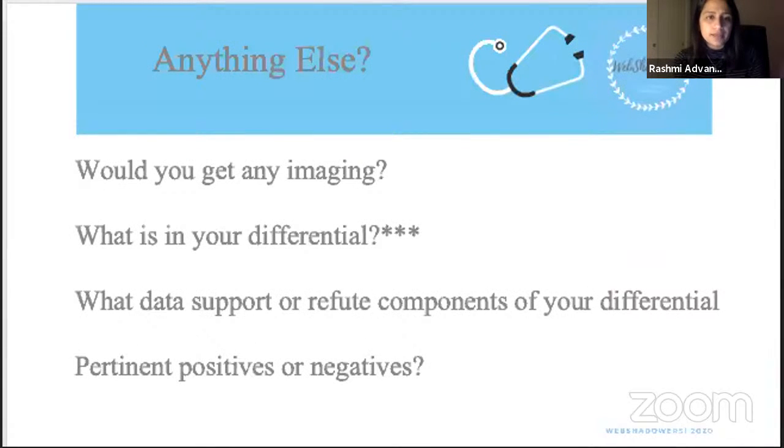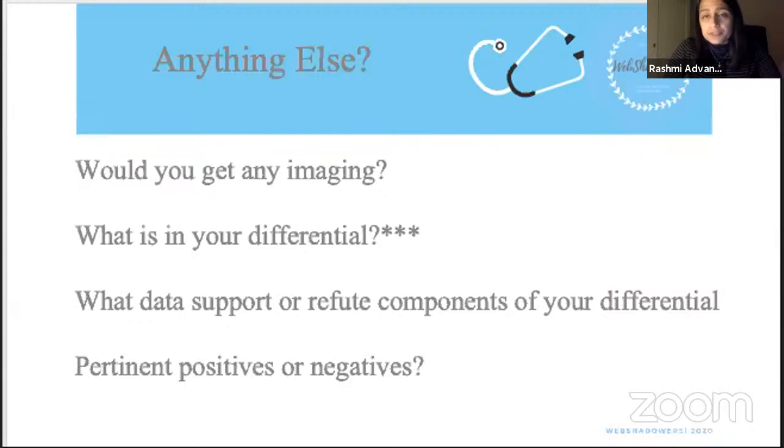So is there anything else that you guys want to do? Would you get any imaging? What's on your differential? We'll go over each of these questions, but I want to ask you guys, what do you think are the pertinent positives or pertinent negatives of the case that you just heard about? And what data support or refute your components of your differential?